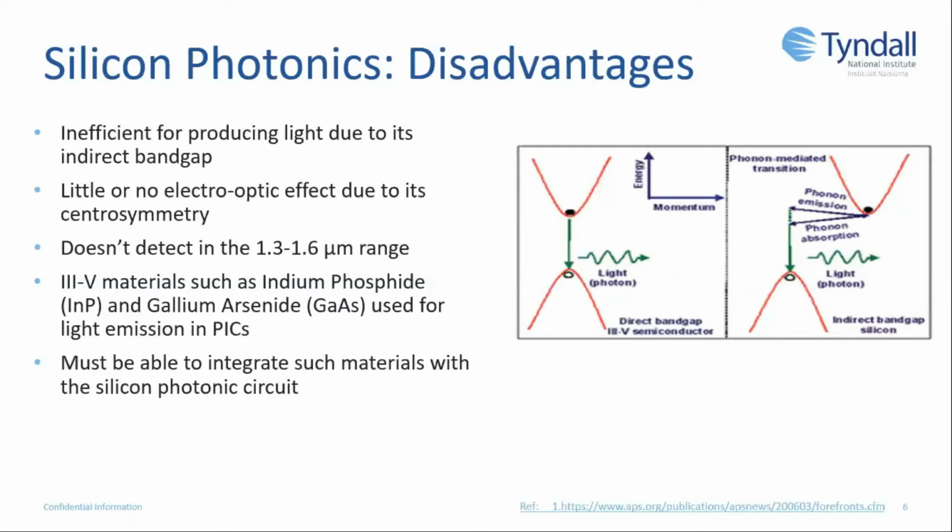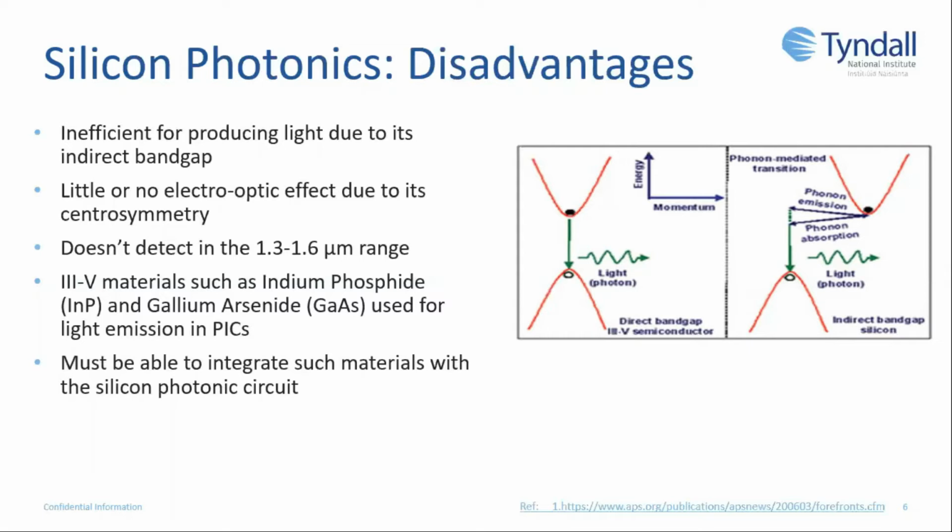Silicon is also centrosymmetric. As a result of this, it lacks, or has a very weak, electro-optic coefficient. So this means that it wouldn't be used for fabricating modulators. And while silicon is transparent in the telecommunication wavelength range of 1.3 to 1.6 microns, it doesn't actually detect in that range. So you also couldn't use silicon for a photodetector.